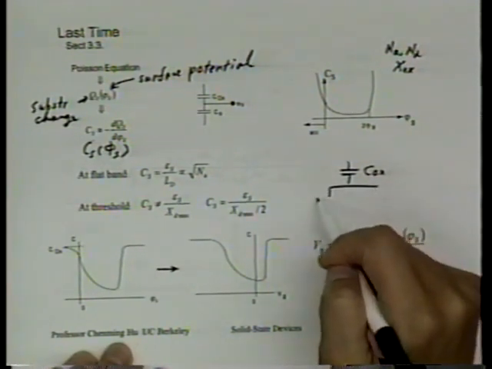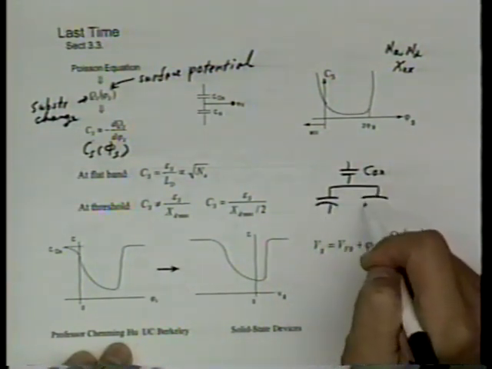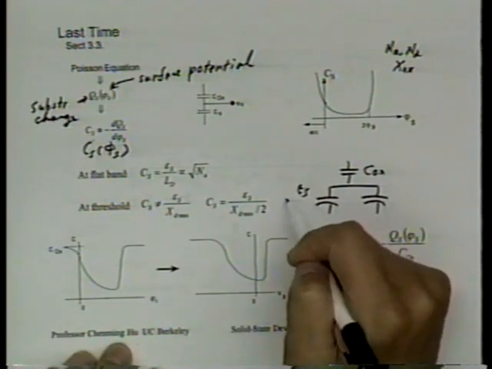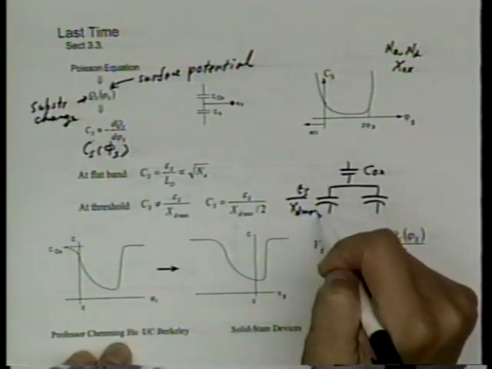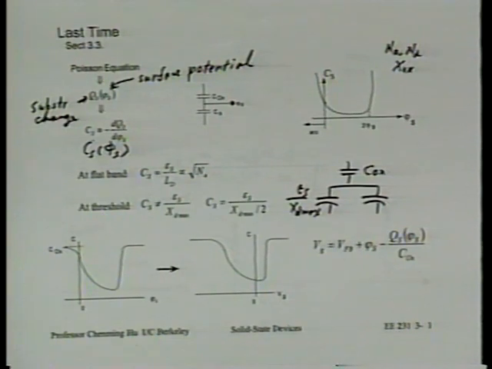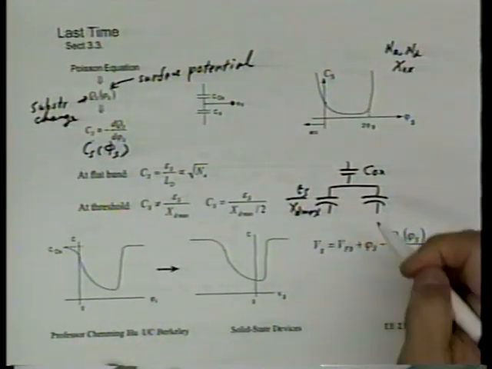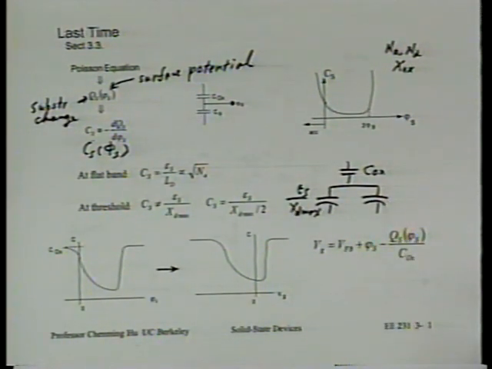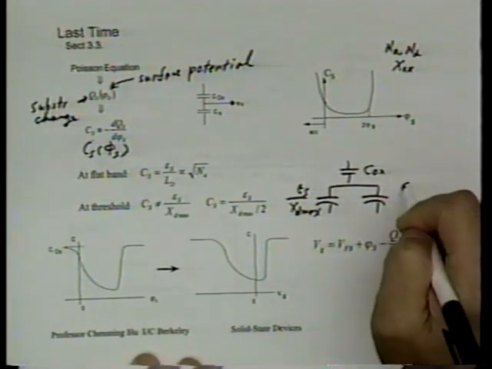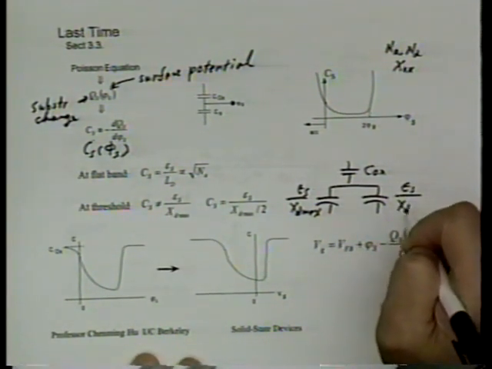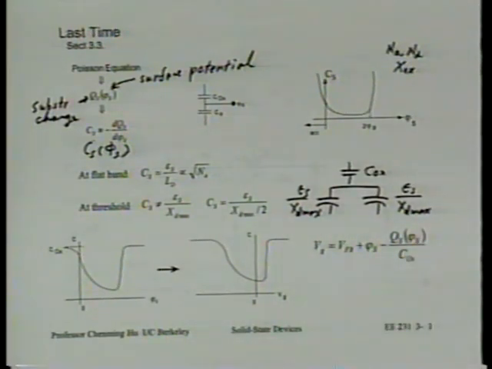two capacitors at the threshold condition. One is epsilon s over xd max. That's the capacitance due to the depletion charge. The other is the capacitance due to the inversion charge, and it happens to give us the same capacitance as the depletion layer capacitance, and that's why we get a capacitance that corresponds to half that of the xd max. Okay, that's where we stopped last time. Any questions?